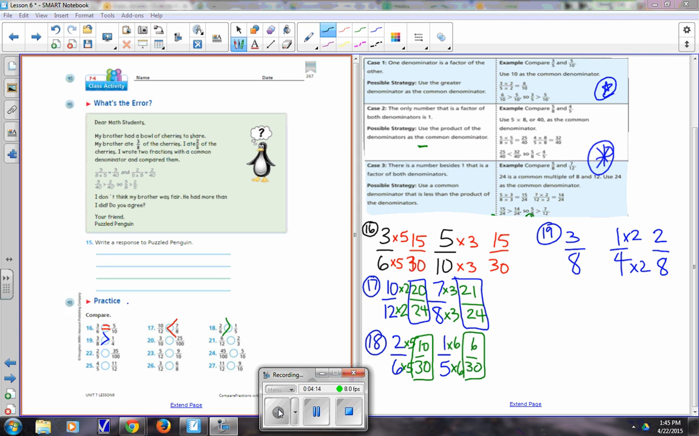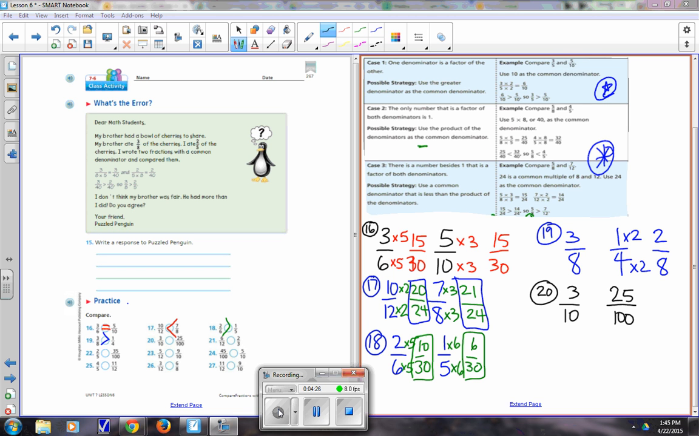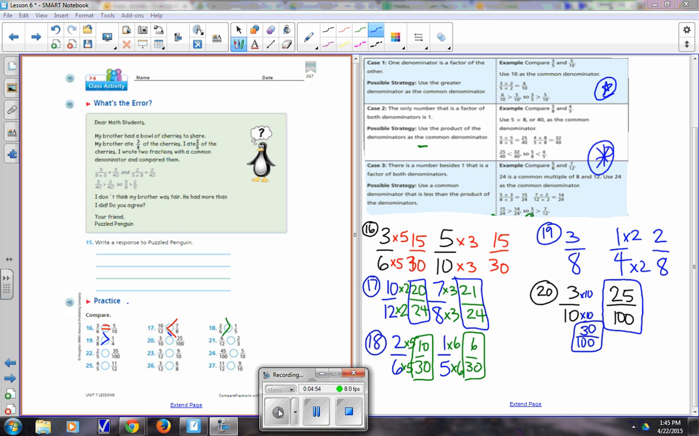Number 20. Ooh, this is a big one. 3/10 and 25/100. Well, I know, because I know my multiplication facts pretty well, that I can get this 10 to 100. So I'm going to leave hundredths alone, and I'm going to multiply both top and bottom by 10, and I'm going to get 30/100. So now I can compare these two fractions, and that tells me that 3/10 is greater than 25/100.